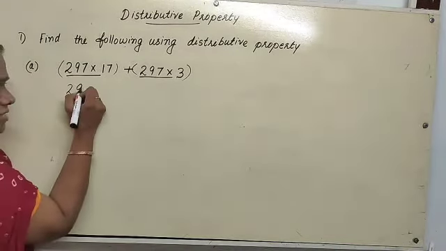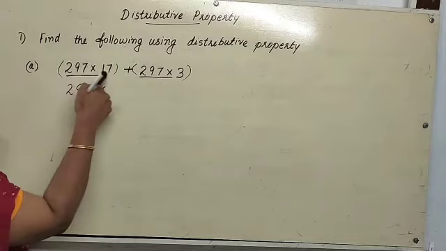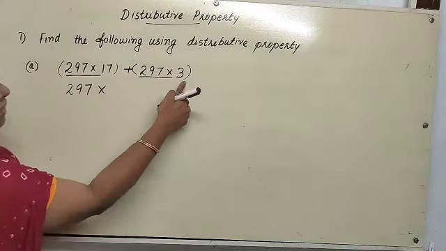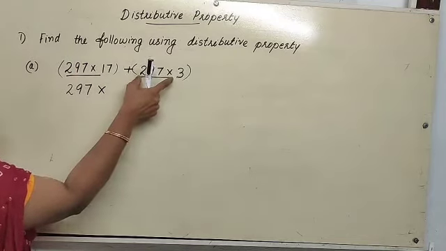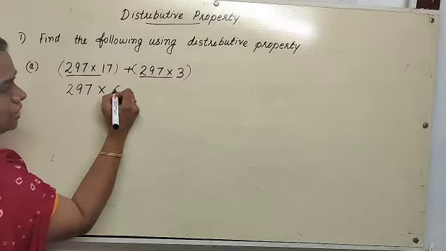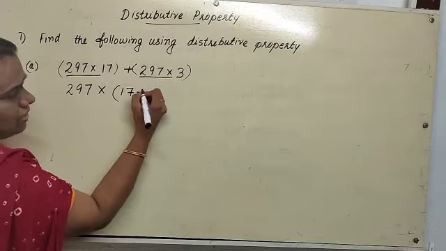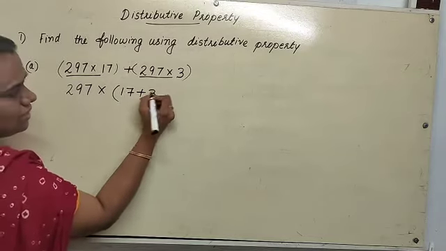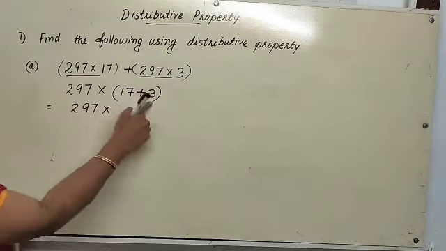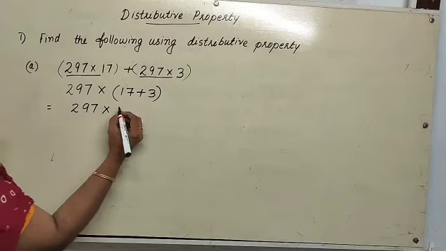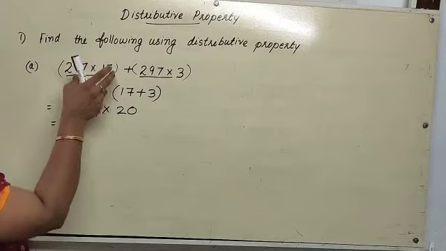So we can take 297 into as common. 297 into 70, 297 into 3. So you should take 297 into. This is taken. Then what is remaining here? 70. Plus sign we haven't taken. Plus here it is 3. So we can write it as 297 into 70 plus 3. That we have to do. 70 plus 3, what do we get? 73. So 297 into 73 will give the answer.